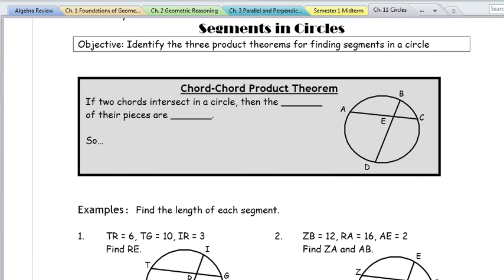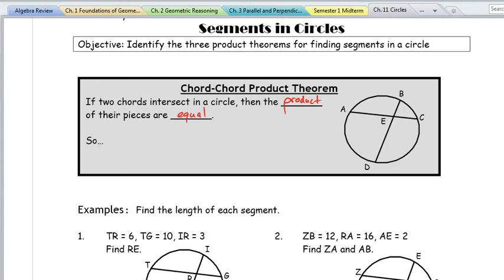So we're going to talk about three things. We're going to do one theorem, do some problems, one theorem, do some more, and then your last theorem. So first one: if two chords intersect in a circle, then the product of their pieces are equal.